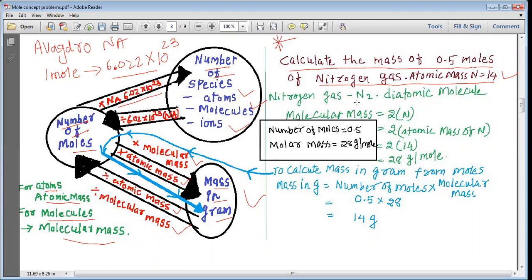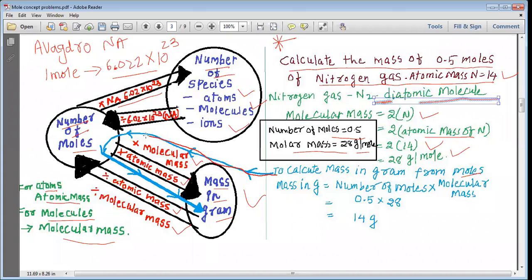So nitrogen gas, that is N2, is a diatomic molecule. So molecular mass is equal to 2 into atomic mass of nitrogen. Atomic mass of nitrogen is 14, so 2 into 14 gives us 28 gram per mole. So the number of moles given is 0.5 mole. Molecular mass is 28 gram per mole.